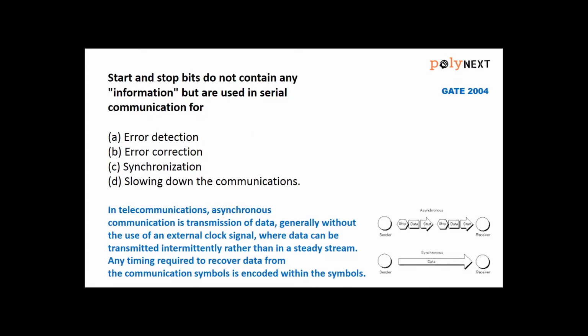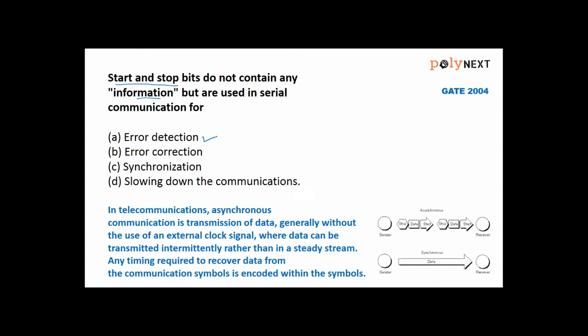We are solving another problem which came in the year 2004 in the GATE exam. Start and stop bits do not contain any information but are used in serial communication for. So here we are concentrating on start and stop bits, which do not contain any information but are used in serial communication for. We have four options here.